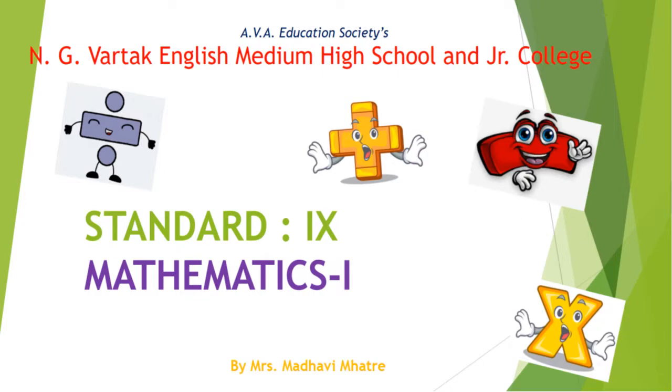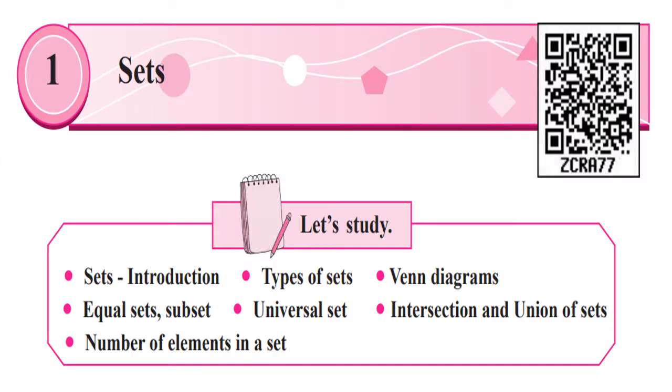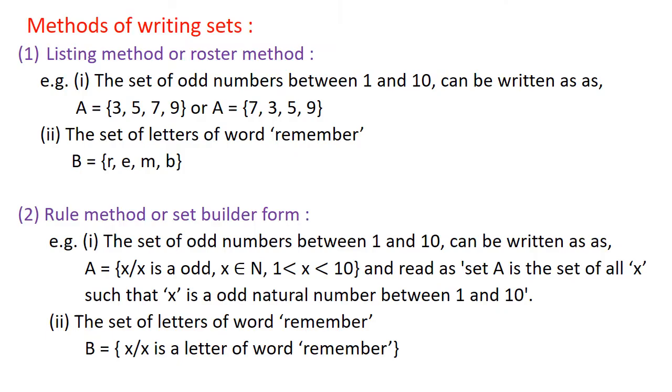We are studying chapter number 1, that is sets. In the previous lecture we have understood the meaning of the word set. Afterwards I explained the methods of writing a set. We have seen that there are two methods to write the set. First is the listing method or roster method, and second is the rule method or set builder form.